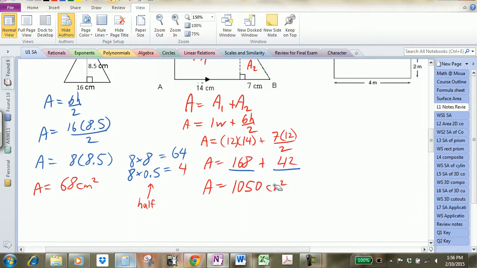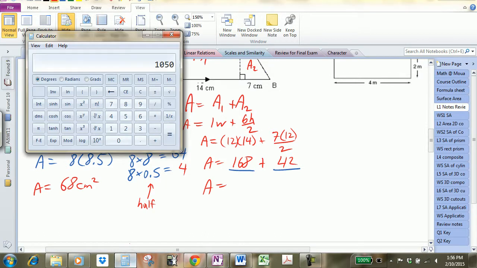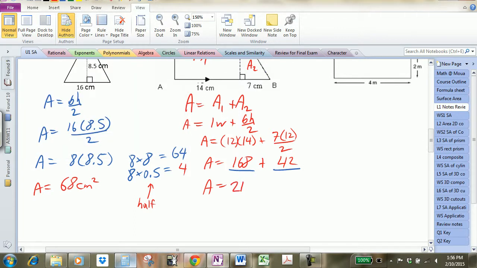This number's not right. That's a multiplication. 210. Hands up if you got 210 centimeters squared. No, you didn't? What'd you get? You didn't do it. Math's not a spectator sport. Don't watch me do math. You got to do the math.